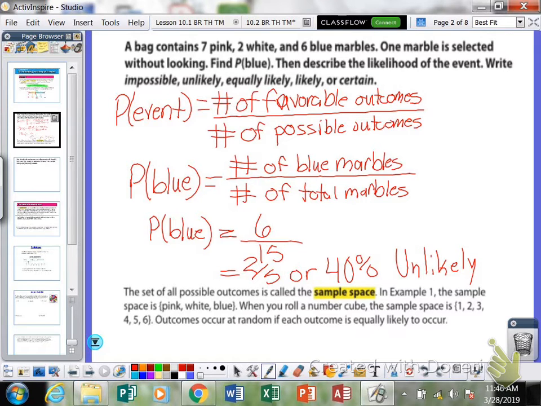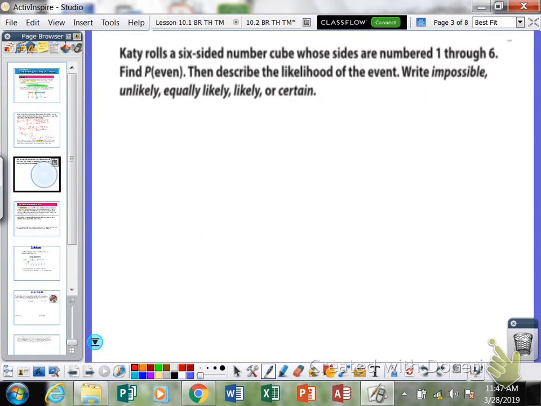The set of all possible outcomes is called the sample space. For this example, the sample space is pink, white, and blue, because we have pink, white, and blue marbles. When you roll a number cube, the sample space is 1, 2, 3, 4, 5, and 6, because there are 1 through 6 on a number cube. The outcomes occur at random if each outcome is equally likely to happen.